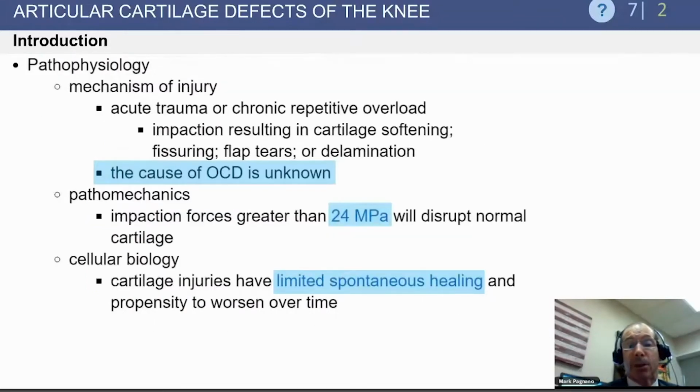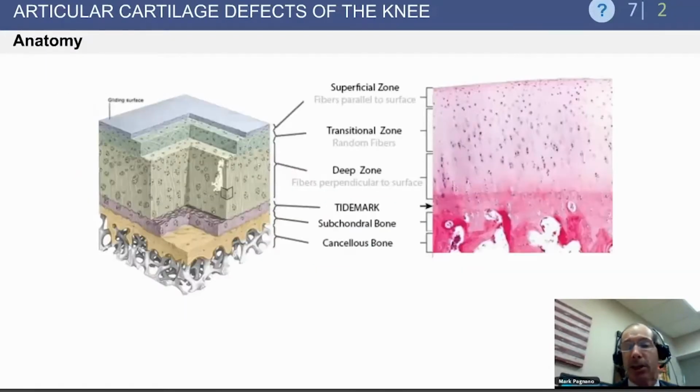I think all of us know that the main problem with articular cartilage is its limited ability to spontaneously heal, and the propensity, particularly for lesions above 1 square centimeter, to progress over time and ultimately result in degenerative arthritis.